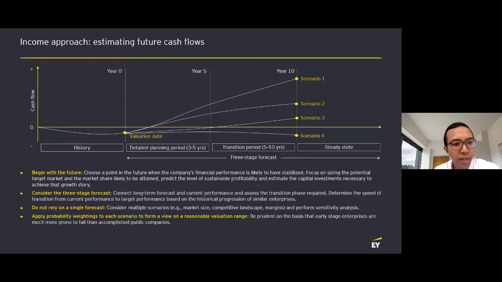The second point that I would like to mention here is never rely on a single forecast, because when it comes to estimating your future cash flow, you ought to consider different scenarios, in terms of size, competitive landscape, level of margins, and given this COVID situation, it is crucial to consider what could go wrong.